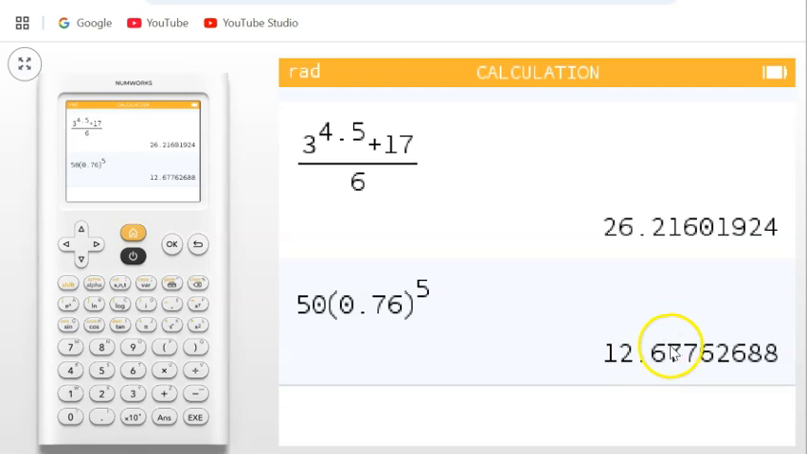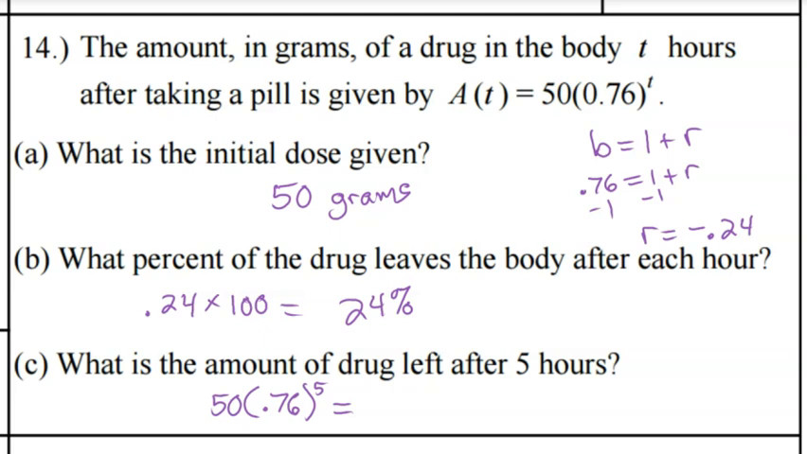Enter, and we get 12.678. The calculator says 677, but the next digit, the fourth number, is a 6, which rounds the 7 up to an 8. So 12.678. And it's the drug, so how much of the drug? The drug is measured in grams, so 12.678 grams are left in the body after 5 hours.